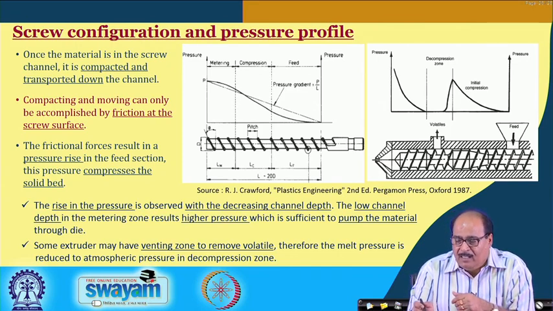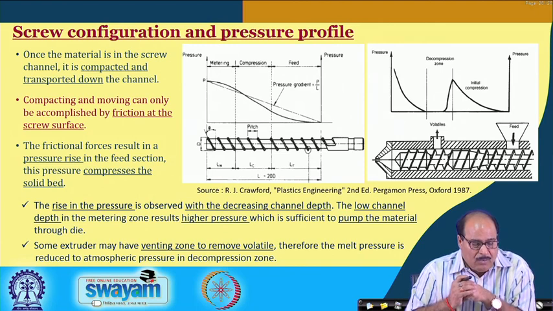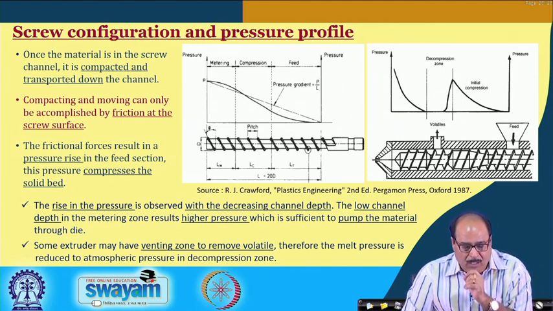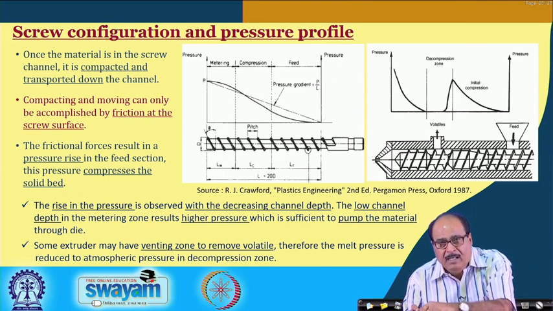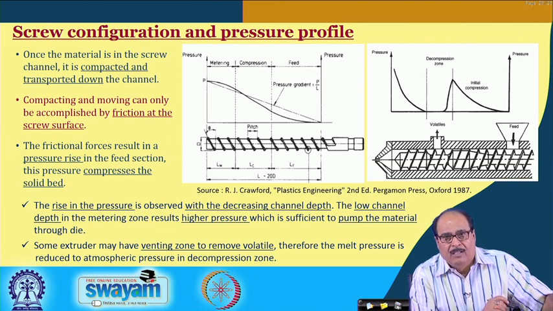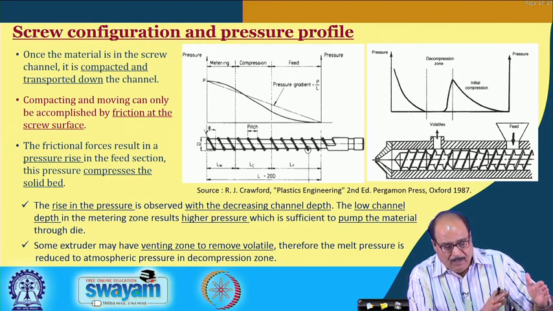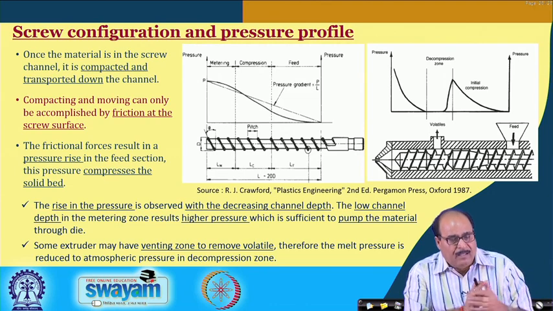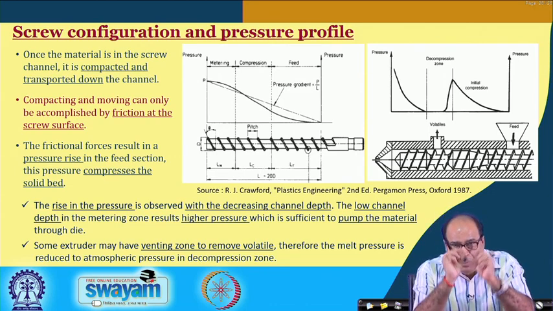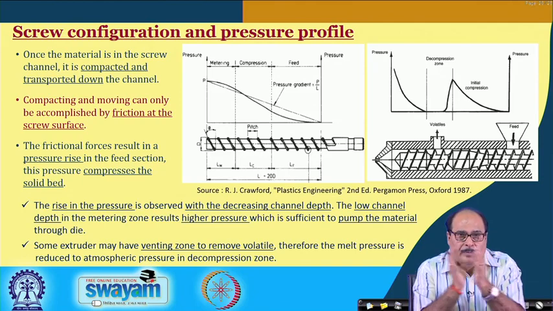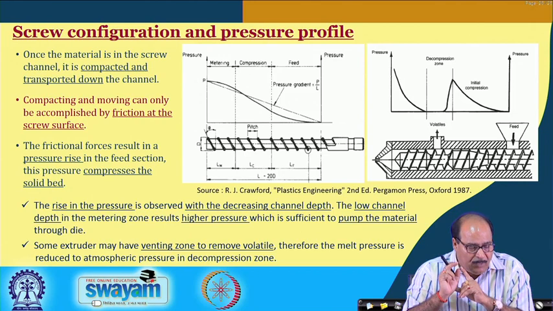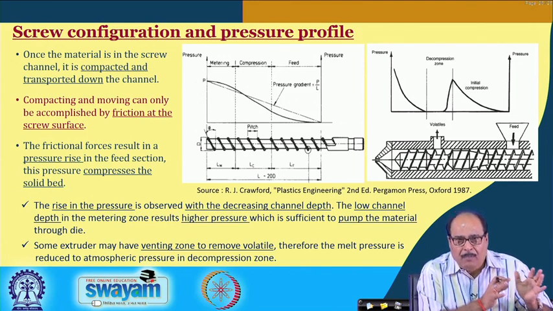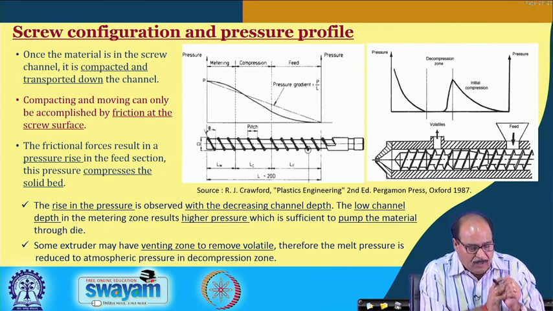You can see here in these pictures. The rise in the pressure is observed with the decreasing channel depth. As I told you earlier, when we saw the screw and barrel configuration, if the channel depth is decreased, the clearance between the barrel and screw will be less, so there will be more compaction and more compression, and more pressure will be developed. The low channel depth in the metering zone results in a higher pressure, which is sufficient to pump the material through the die.